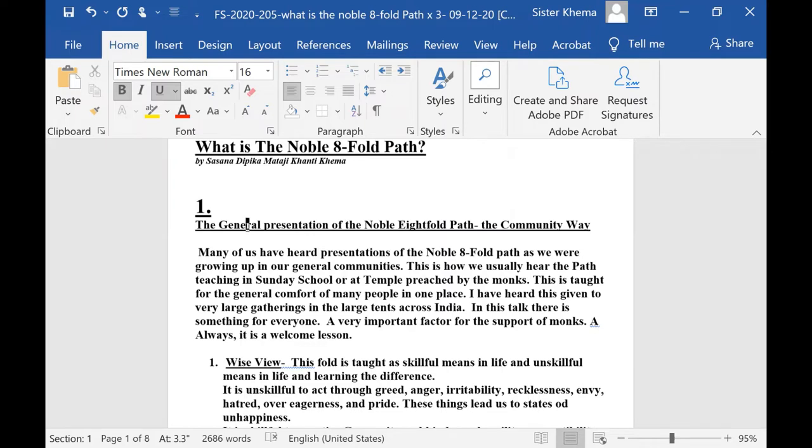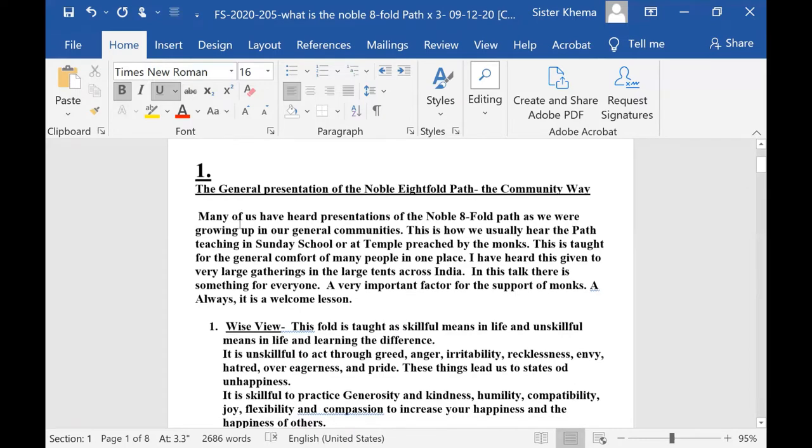And when you have a church with a community or a temple with a community and you have the lay followers, you have a set way of putting it out for the community to use for the betterment of the people, the betterment of the families, but the betterment of the community as well. So many of us have heard presentations of the Eightfold Path as we were growing up in our general communities. And this is how we usually hear the path teaching in Sunday school first or at temple preached by the monks.